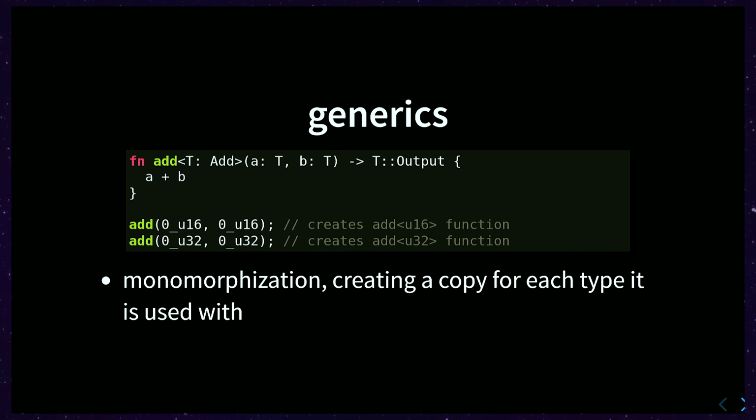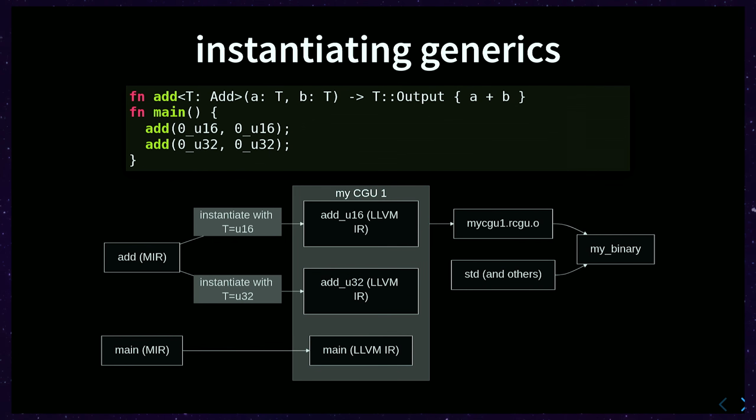This means that if we have one add function here, and we call it with two different types, we actually get two different functions in the Codegen unit that have to be processed by LLVM separately. Monomorphization happens when going from MIR, which is still generic, to LLVM-IR, which does not have generics. So we instantiate the function with the two types, have three functions in the Codegen unit in the end, which are compiled as usual.